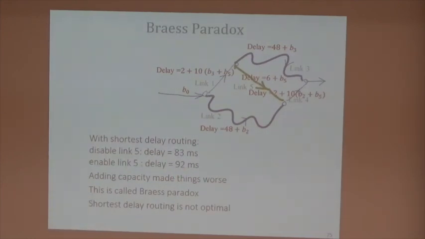Right? So opening a new link and having everybody following the shortest path routes gives to everyone a routing delay that is more than before. So adding capacity made things worse.